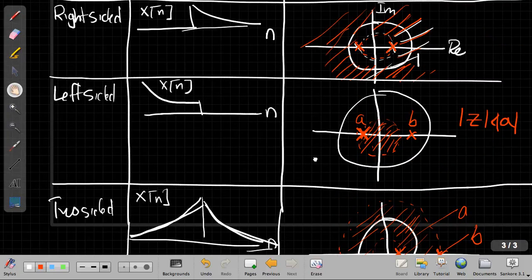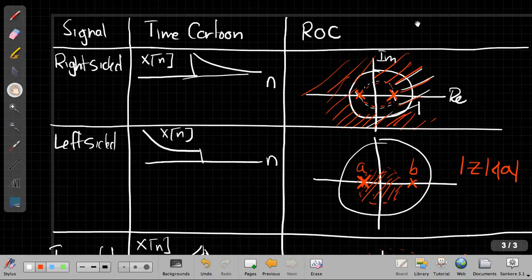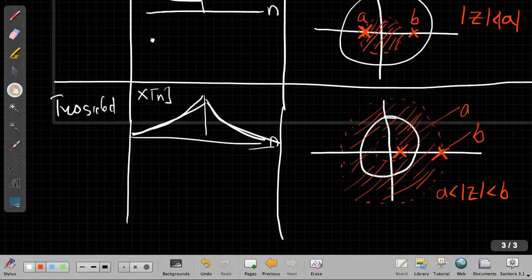And backing up to my first example, and these would both be radius A, but if that was A there, I'd say the ROC here would be magnitude of Z greater than A. Right, so right-sided means that Z is bigger than something, for the region of convergence. Left-sided means Z goes inside something. Two-sided means it's a ring between two poles.